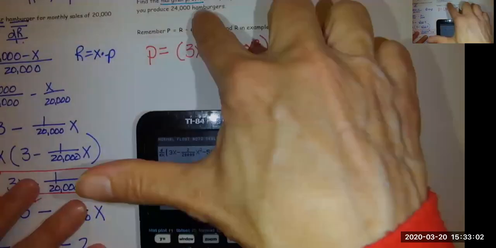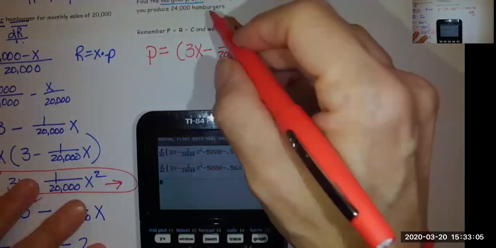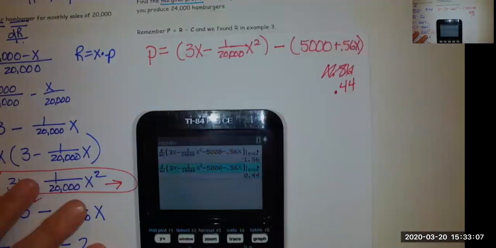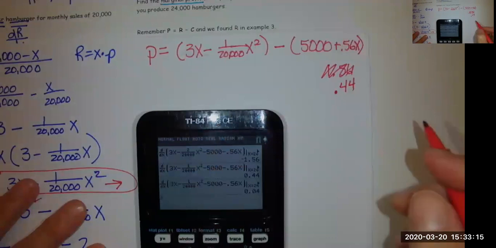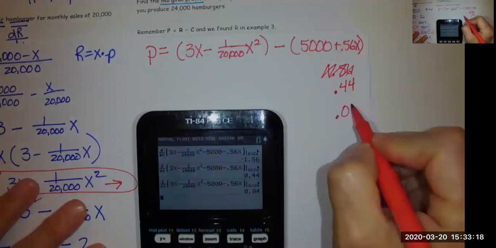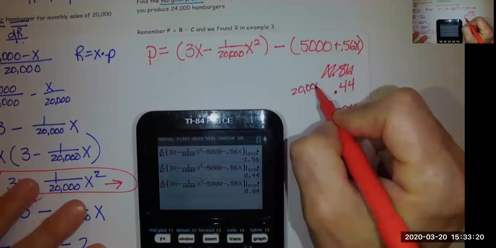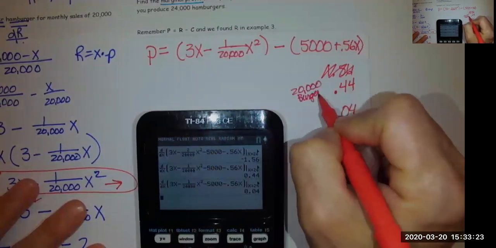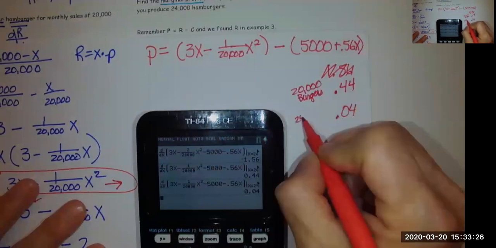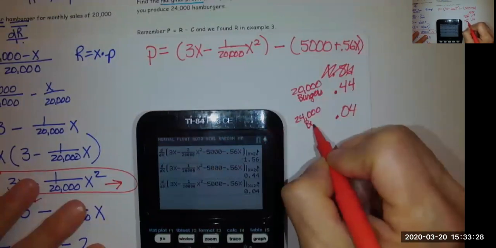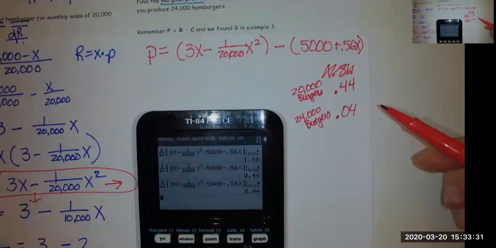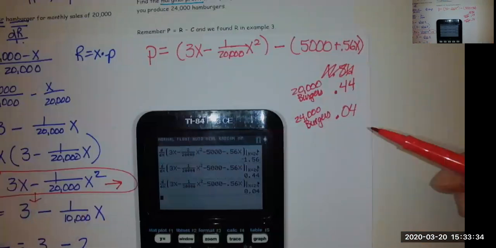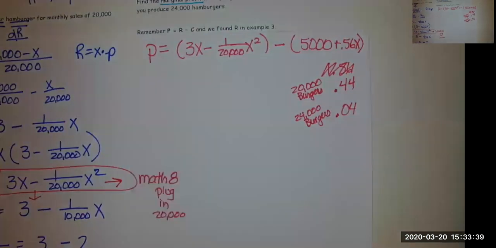And now it wants me to do 20,000, 24,000. So I can simply go up here and copy that. And then I can type in 24,000 and just hit enter, and I've got my answer. So 20,000 burgers and 24,000 burgers. So as I'm making more burgers, the profit's going down.